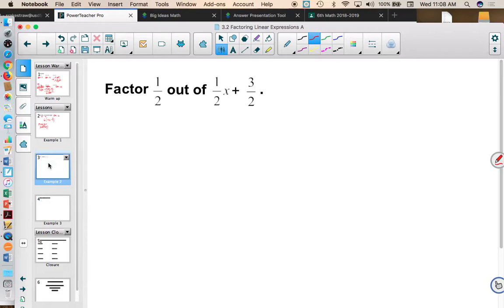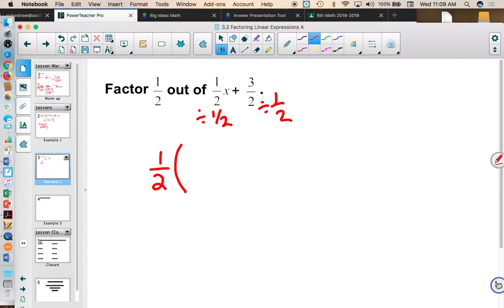Okay, now look at what this one says. Factor 1/2. So it doesn't want the GCF. It tells you to take out 1/2. Well, okay, so I'm going to divide this by 1/2, and I'm going to divide this by 1/2. We'll pull the 1/2 out. Well, what is 1/2 divided by 1/2?